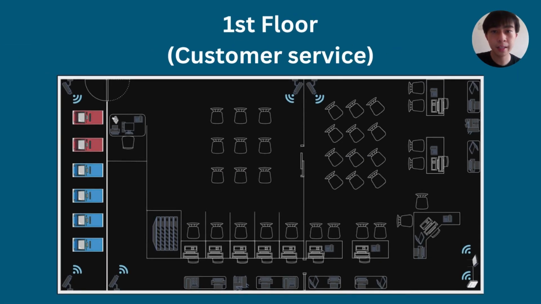So for our floor plan, the first floor of the building will be the customer service level. That includes ATM machines and customer service counters. As you can see from the diagram, this floor is divided into 3 areas. The first area is where the ATM machines are placed. There are a total of 6 ATM machines, which have functions such as cash deposit, cash withdrawal, and so on.